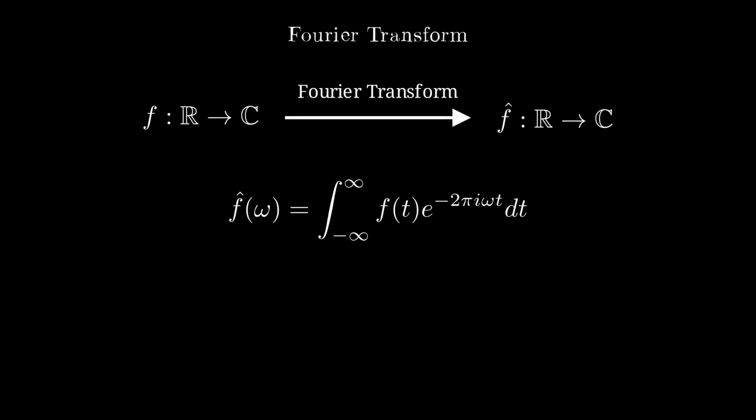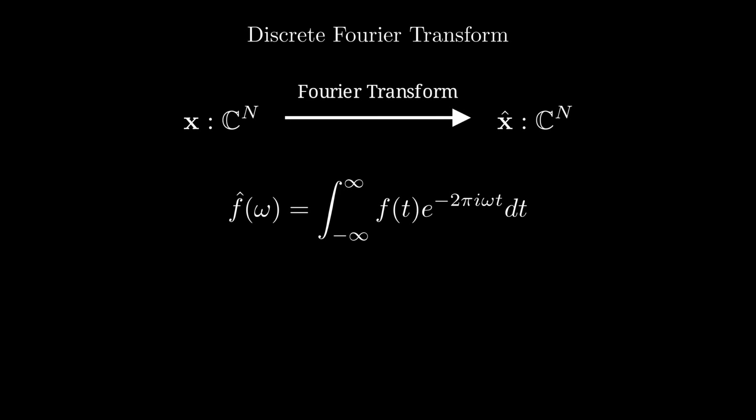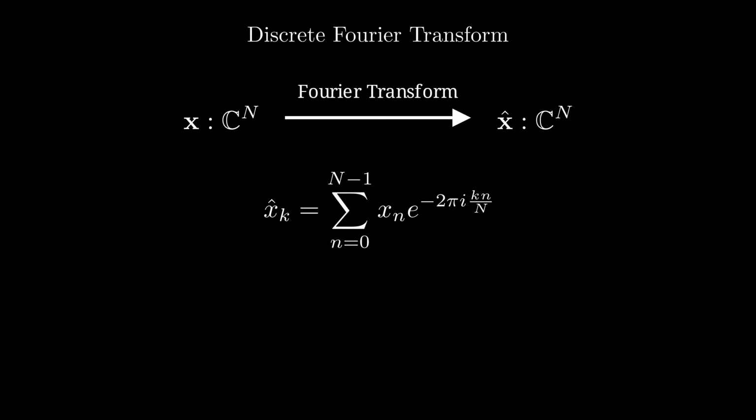In practice, we are working with discrete samples of the signal, so we use the discrete Fourier transform instead. The input is now a vector of complex numbers, and the output is also a vector of complex numbers. We replace them in the definition and use a finite sum instead of the integral. The discrete Fourier transform can be seen as a transformation between the time basis and the frequency or Fourier basis.